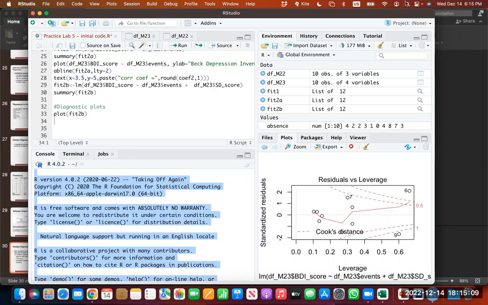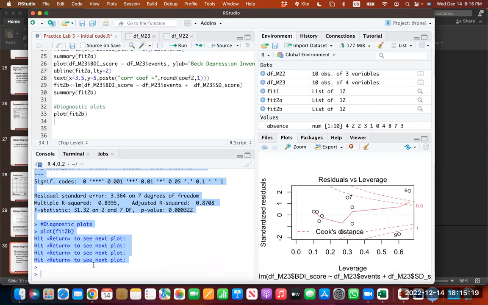Wait, how many? 4. So what line? Till 34? Wait, can you go down to the last, the bottom, and enter? Yeah, you press enter 4 times again. Yeah, you just press through.